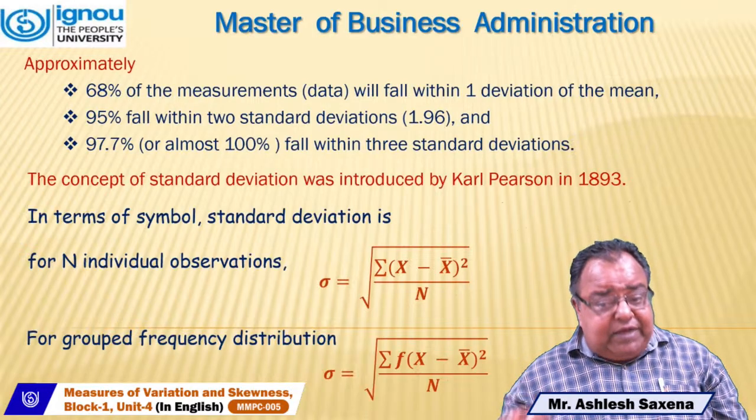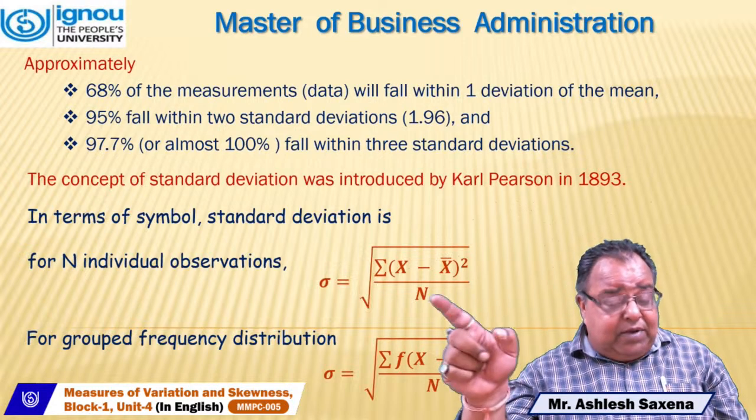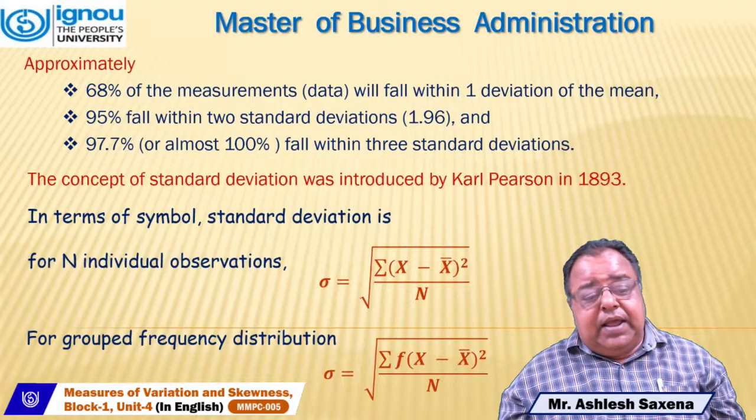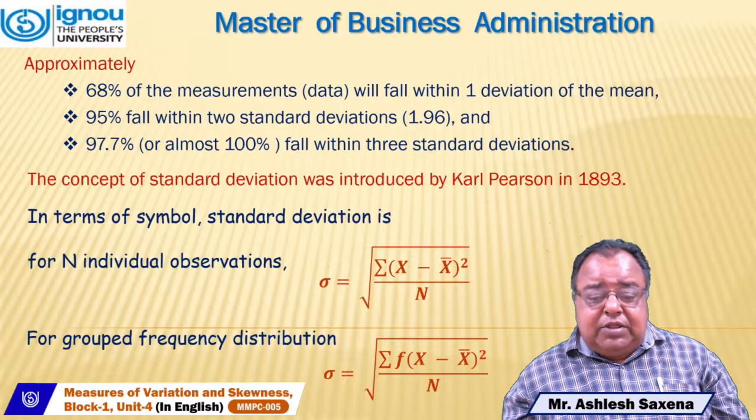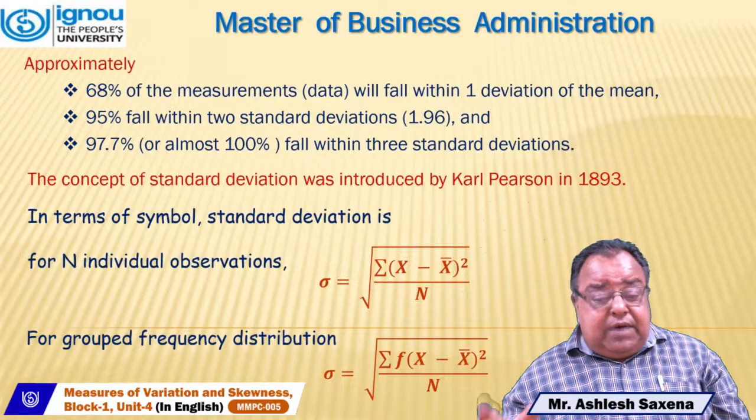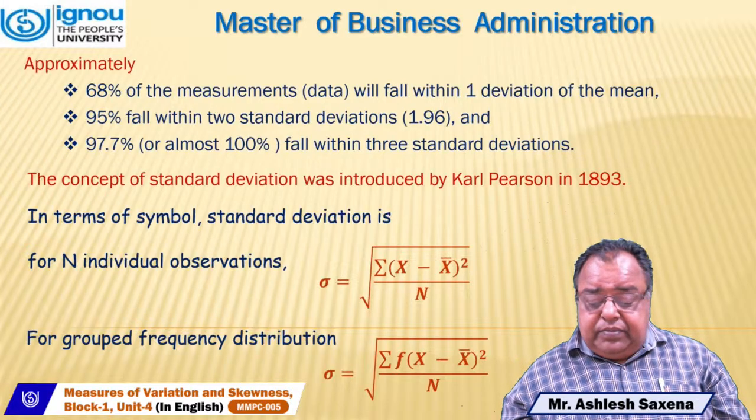You have to be very careful. Don't remove this square root. This is what we will be evaluating. We will see how it is evaluated. And for grouped data with frequency, that means if frequency is given to us, it will be the square root of summation of f into x minus x bar whole square divided by n.